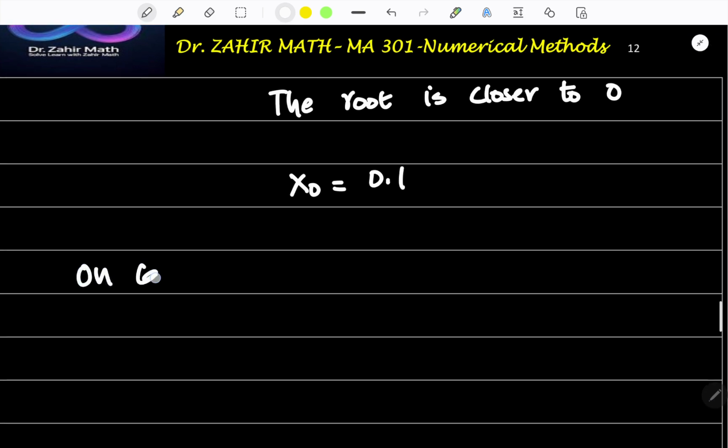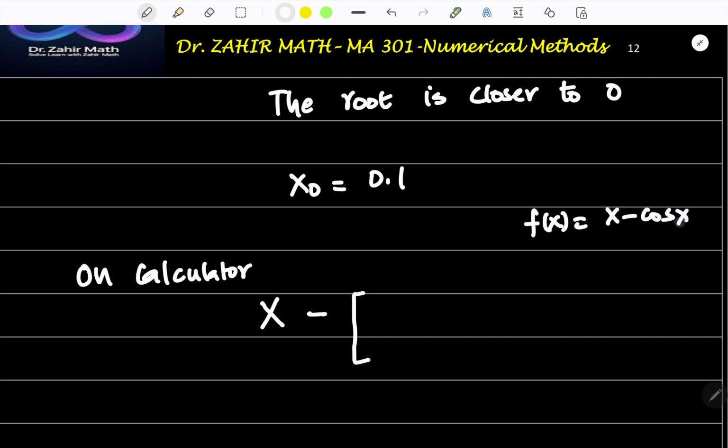So on the calculator, what are we going to type? For all Newton's method problems, you are going to type x minus bracket open, and what's your f of x? Your f of x is x minus cosine x.